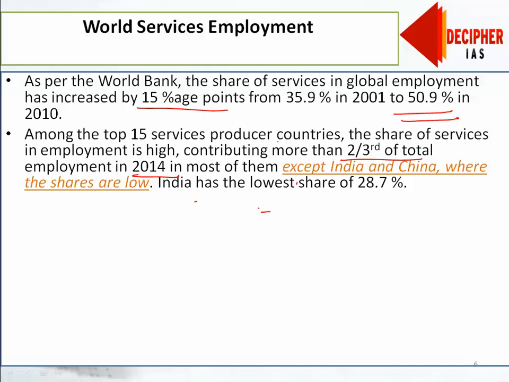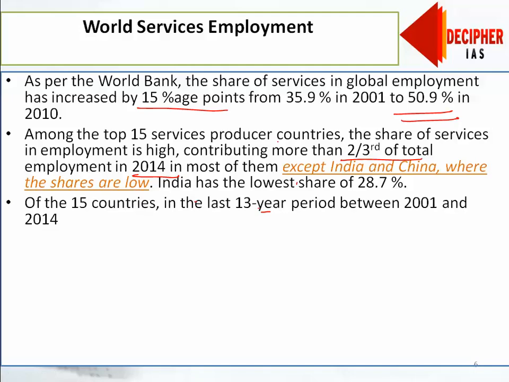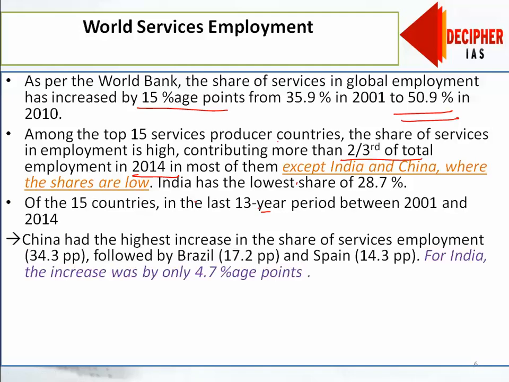But services failed to generate employment in India and China, and India's case is worse than China. India has the lowest share, 28.7% of total employment generated in India. And of the 15 countries in the last 13 years, between 2001 and 14, China has the highest increase in the share of services in employment.